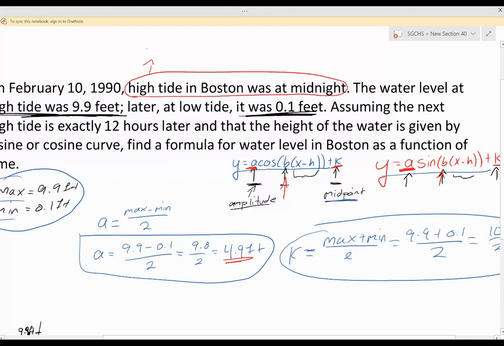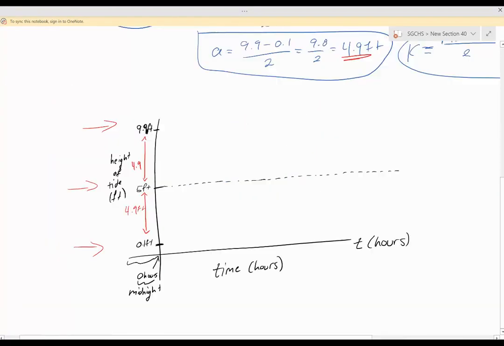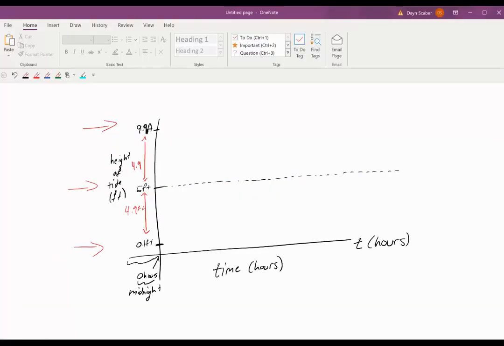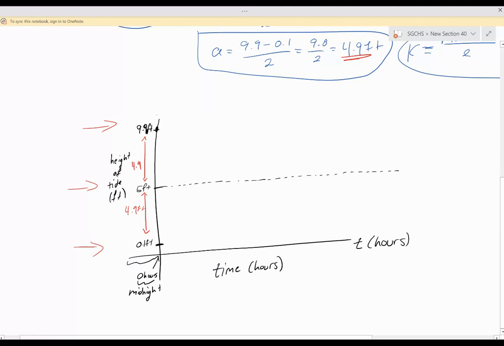Now if we read our question again, it says high tide in Boston was at midnight. That means we're at a maximum at midnight, which is 0 hours. Remember, our maximum is 9.9 feet. So that means when we're at 0 hours, we're at 9.9. So our y-intercept is a maximum point found here. So this is 0 and 9.9.